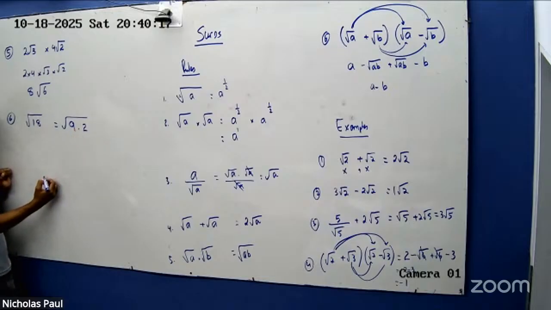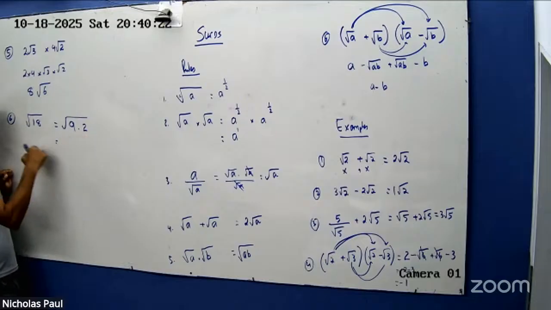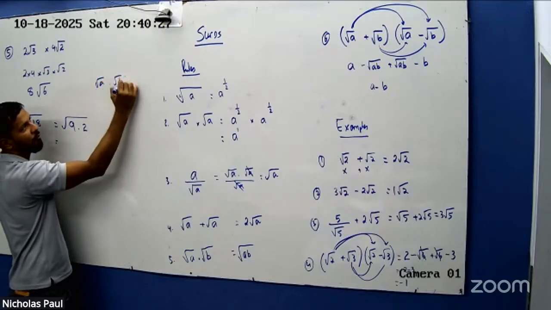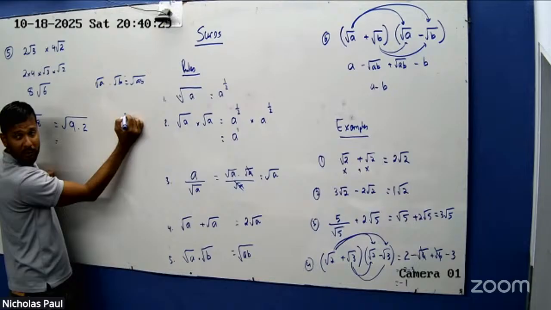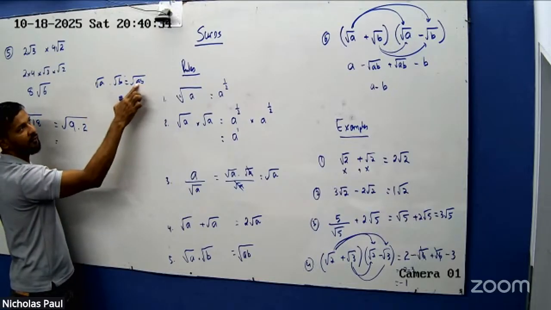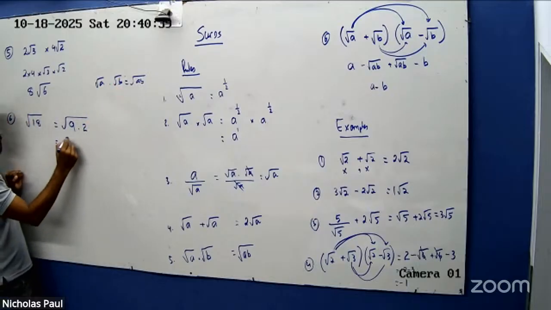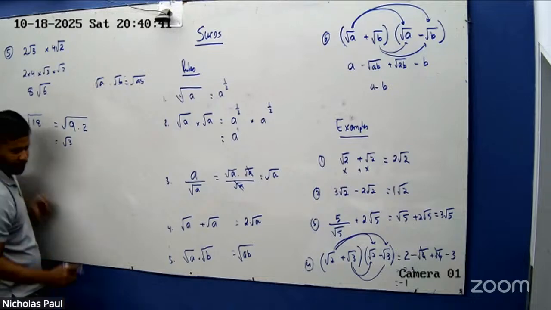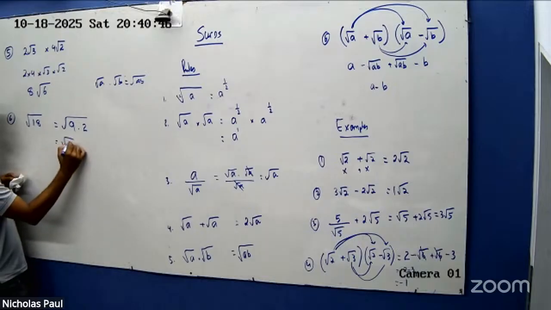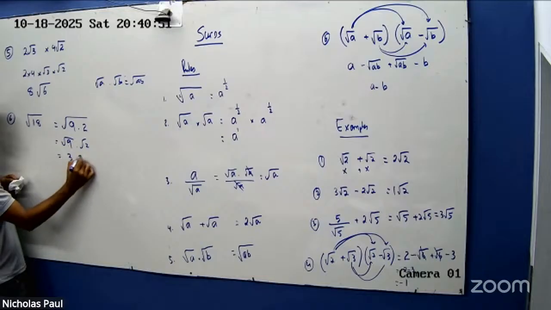Correct? And remember, I showed you a rule where if you have root A by root B, you get root AB. Can I go in reverse? Can I say root AB is root A by root B? So can I say root 18 is root 9 by root 2? Root 9 is 3, so it's 3 root 2.